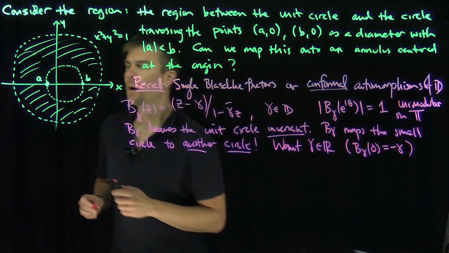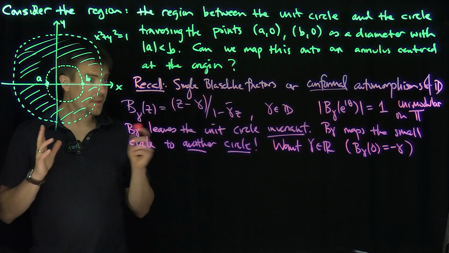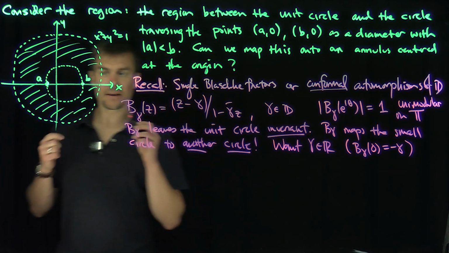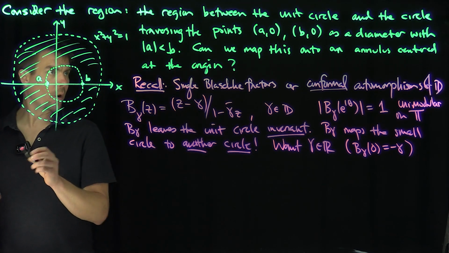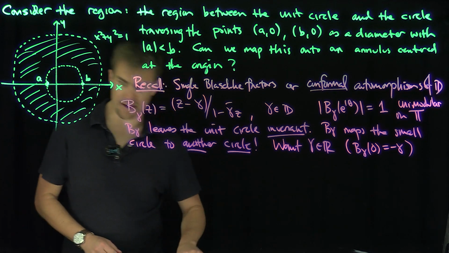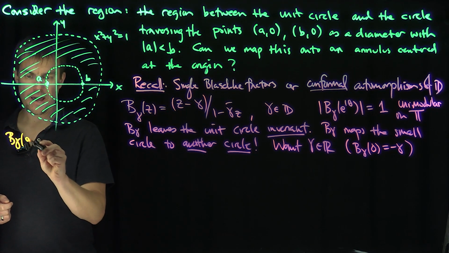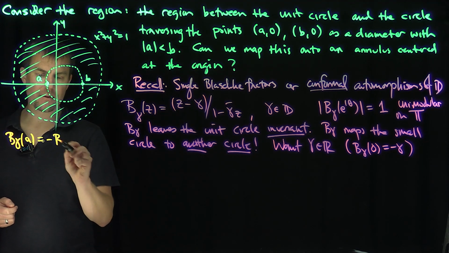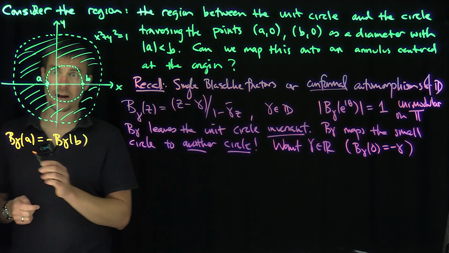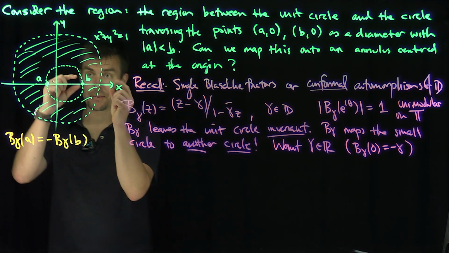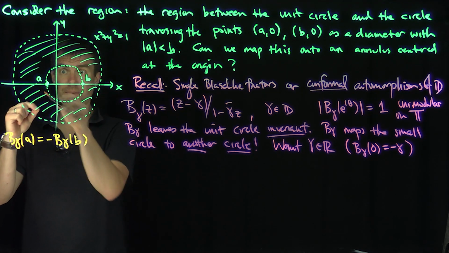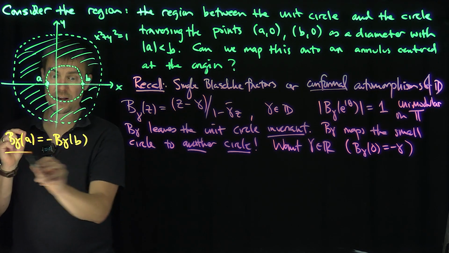Okay, good. So now what do I want to do? I would like gamma to be real, and we also would like it to be the case that B gamma of A is the same as negative B gamma of B. In other words, it'd be symmetric about the origin, so that would move the circle to something symmetric around the origin and give me my annulus. Can we solve this?